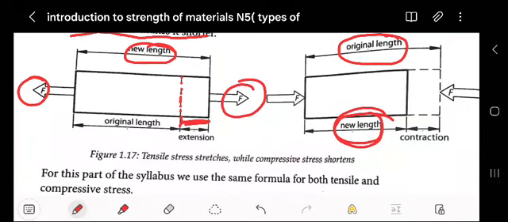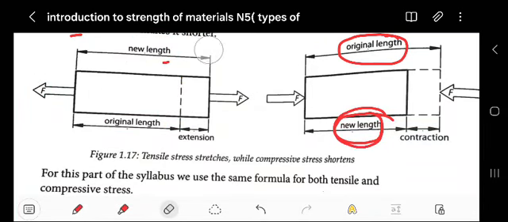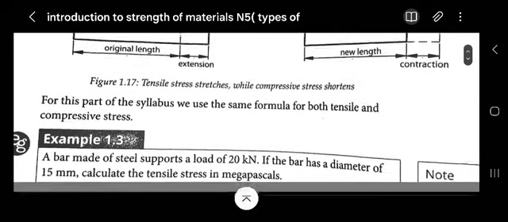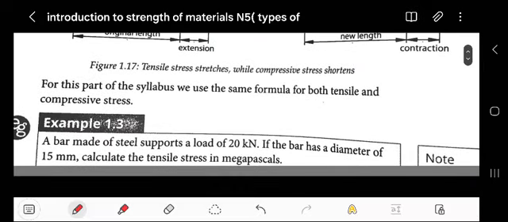The new length, the original length was shorter but became long. So yes, it's like this. You stretch when you're applying a tensile stress. When you apply compressive stress, you shorten the object. As you can see, tensile stress stretches, while compressive stress shortens the object.